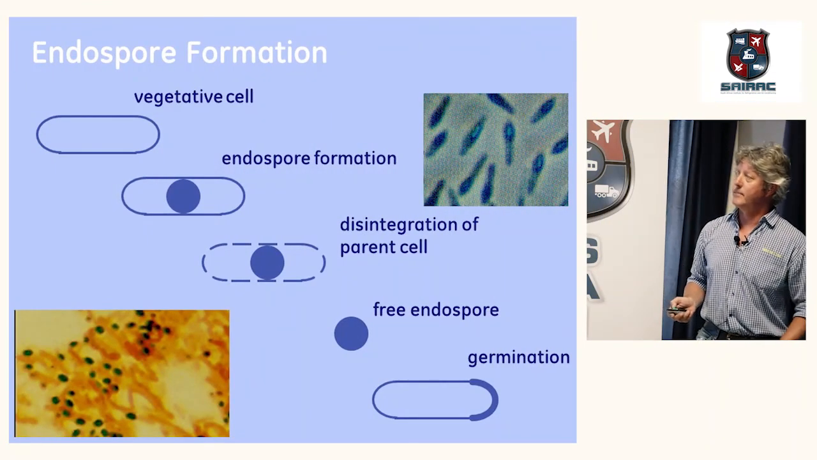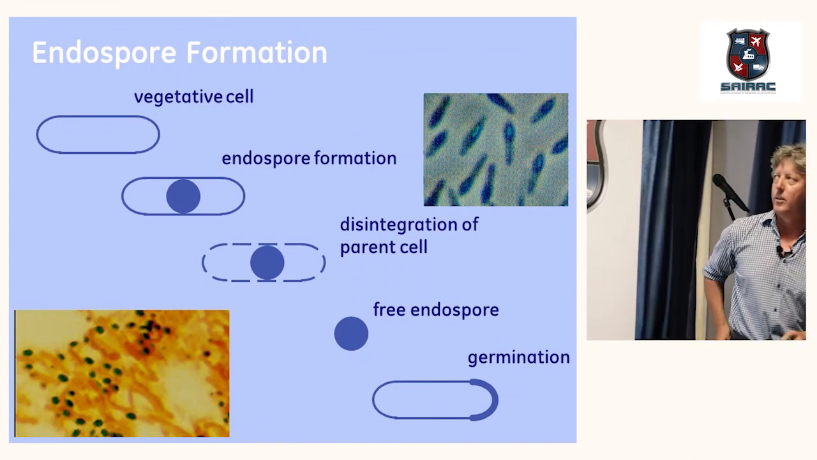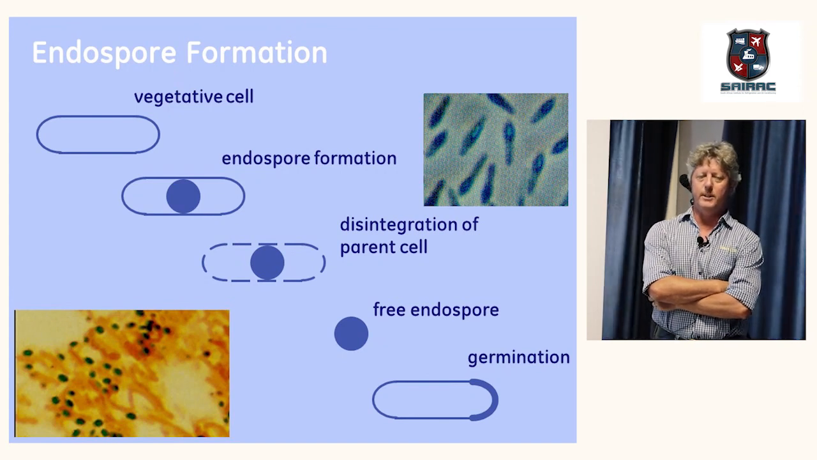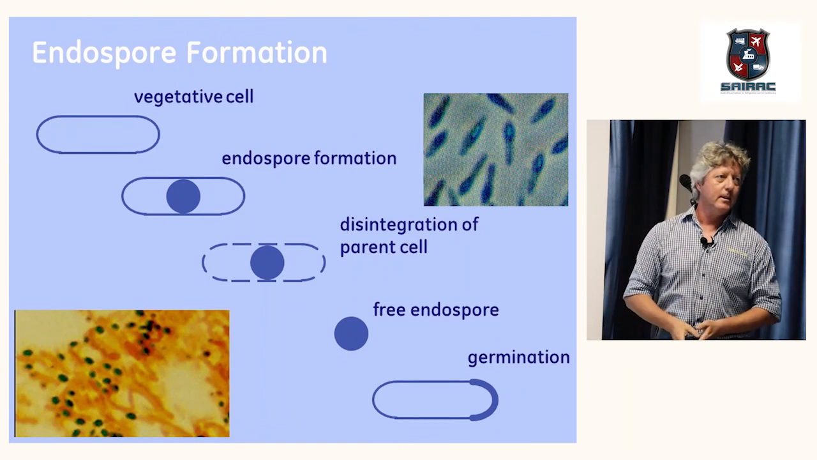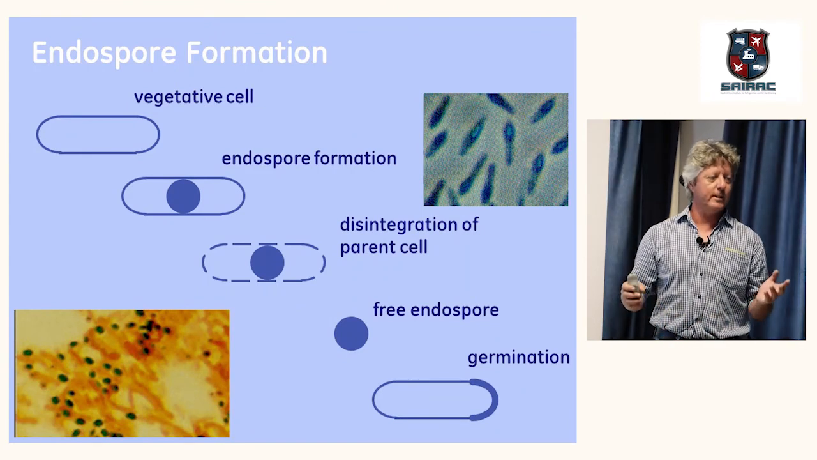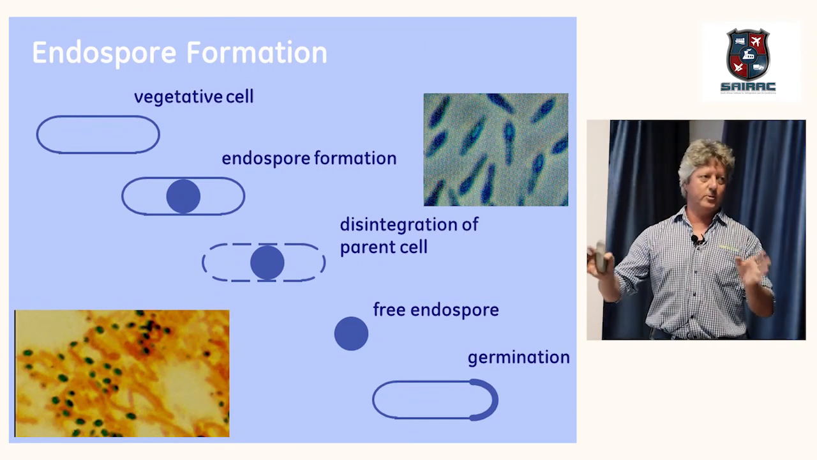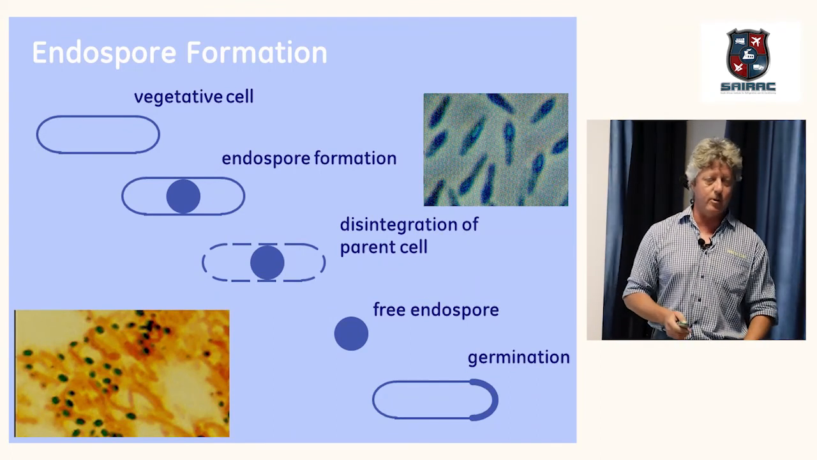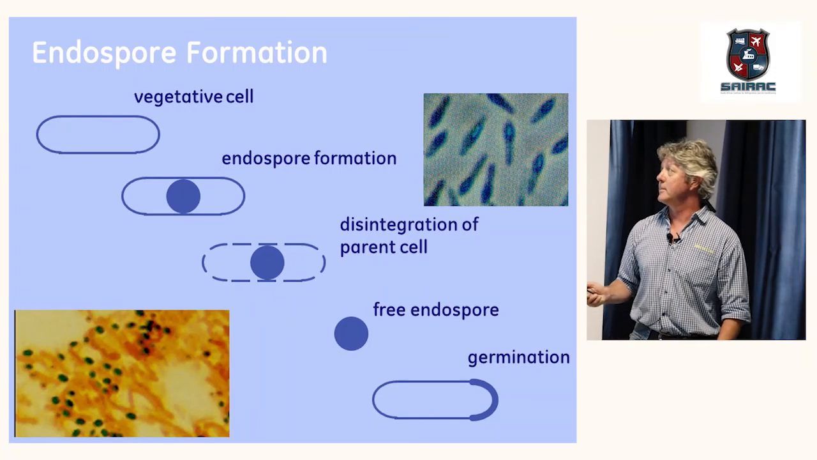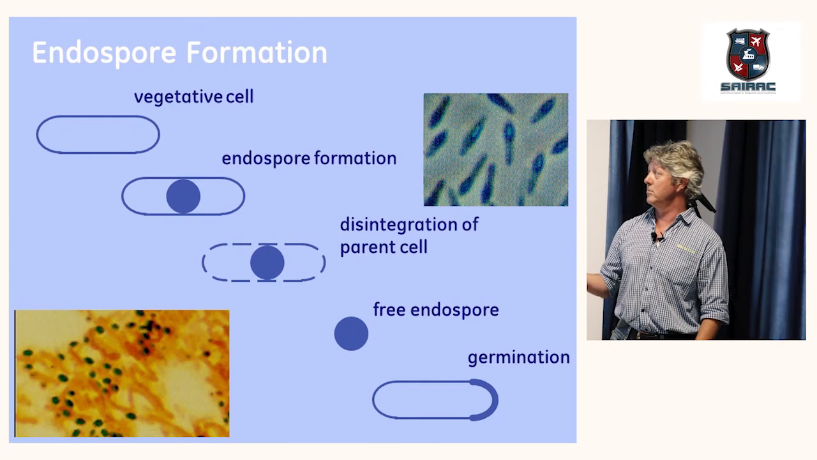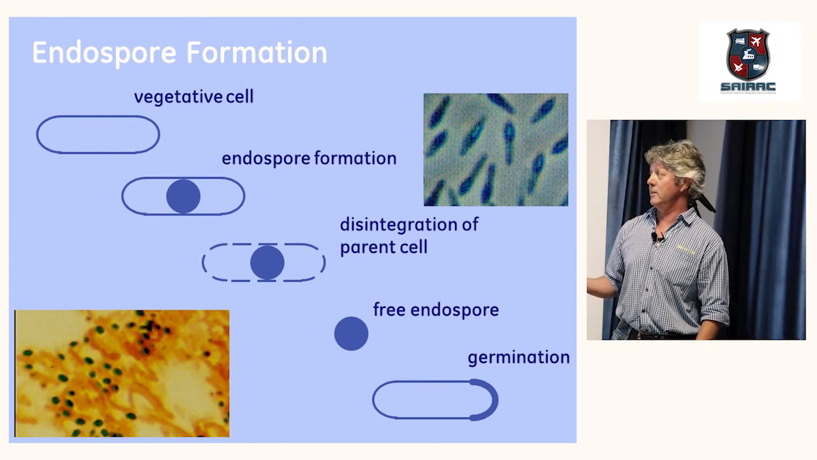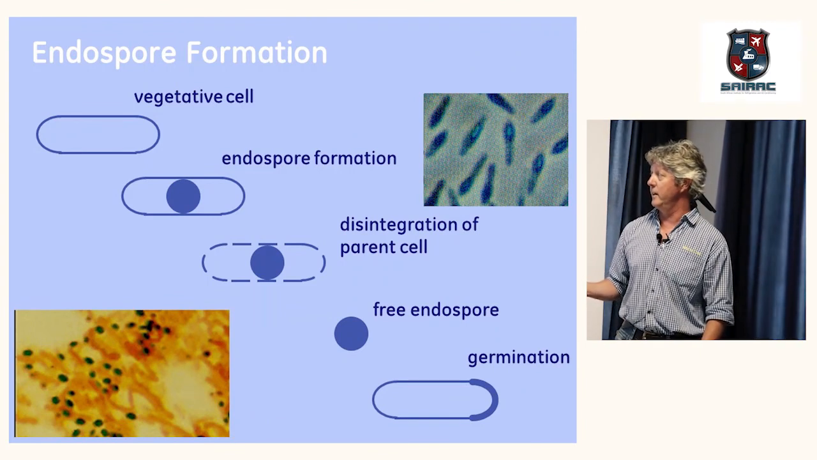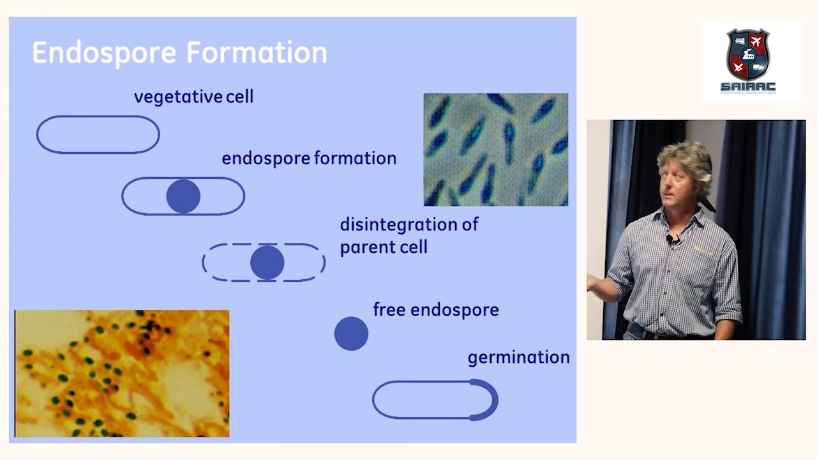Okay, endospore formation. This is another problem that we face, and that is that the bacteria, once they die off, a lot of them form endospores. That is almost like a little egg, for lack of a better word, that doesn't die. It just lies there and waits for ideal conditions to erupt again, and then suddenly you have a reinfection of your system. The parent cell will disintegrate, you have your free endospore, and that can go anywhere and sit somewhere, and if it doesn't get killed off, it germinates again, and you have this whole problem right from the start.